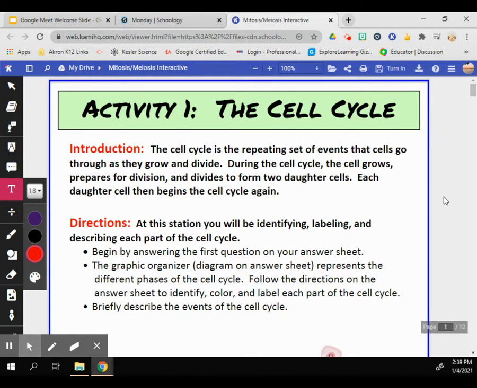So at this station, you'll be identifying, labeling, and describing each part of the cell cycle. You'll first begin by answering the first question on your answer sheet, which is on the next page. The graphic organizer, which is also a diagram on that sheet, represents the different phases of the cell cycle. You're going to follow the directions on the answer sheet to identify, color, and label each part of the cell cycle. And then you'll briefly describe the events of the cell cycle.